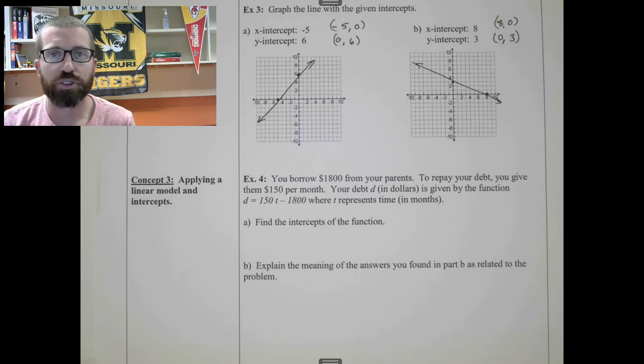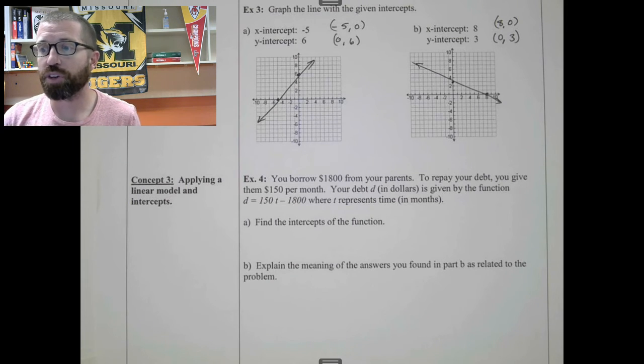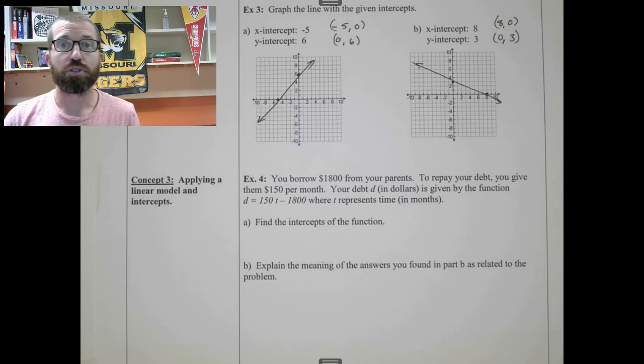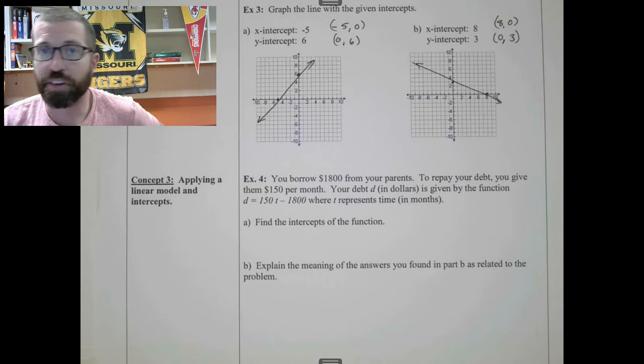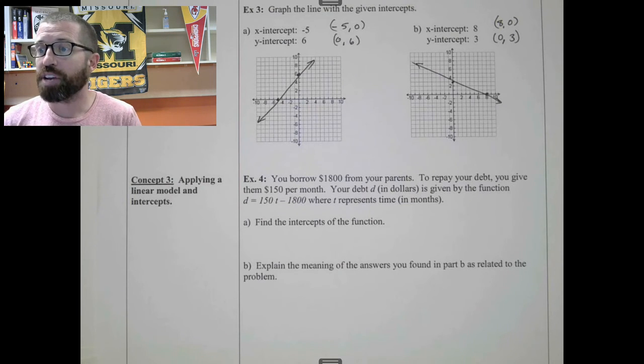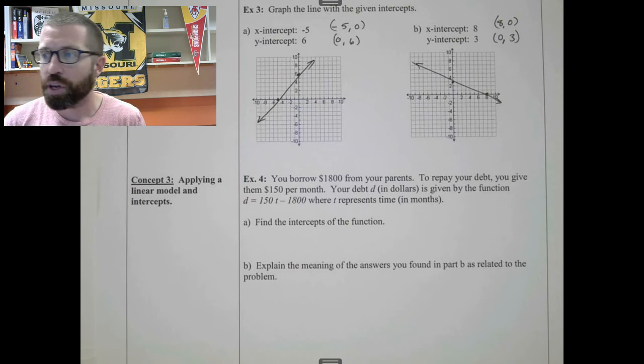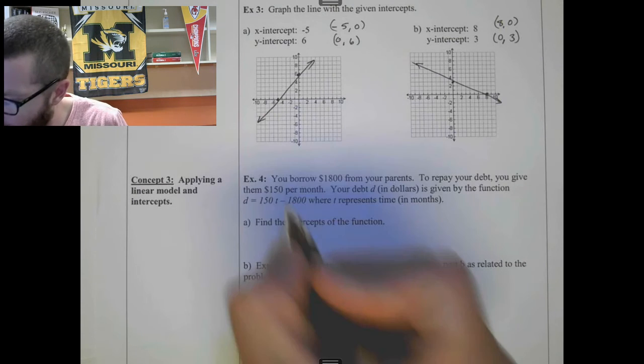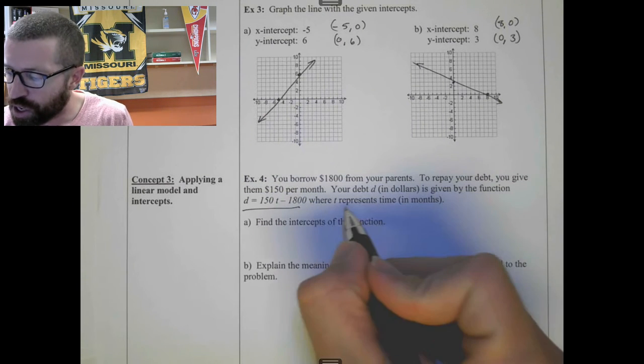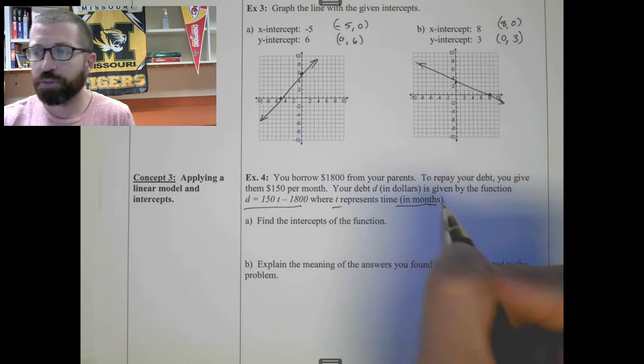Okay, and then as we normally like to do, we can put some of this in context of the real world. So take a minute, read through this, and see if you can answer this question on your own, and then watch the video. Okay, now that you've had a chance to look at it, say you borrow $1,800 from your parents. To repay your debt, you give them $150 per month. And so your debt, D in dollars, the amount you owe, is given by this function, and T is the time in months.